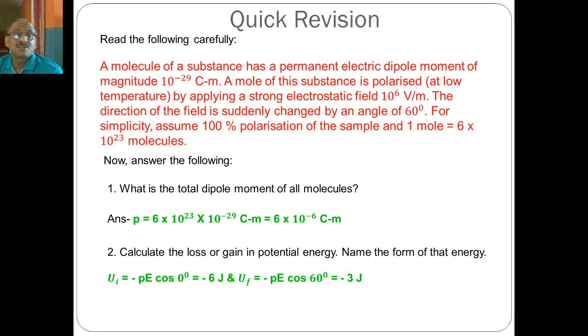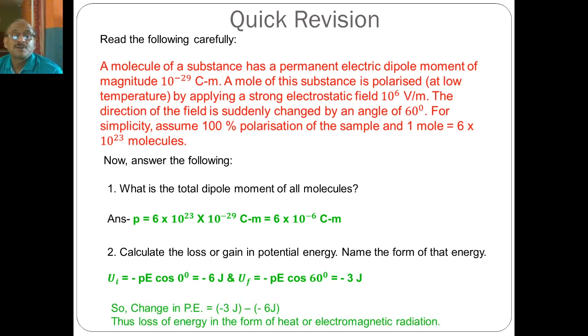So now the change in energy is minus 3 joule minus of minus 6 joule. What will be its value? Plus 3 joule. So here the change in energy, final minus initial, is positive. So that is a loss in energy in the form of heat or electromagnetic radiation.